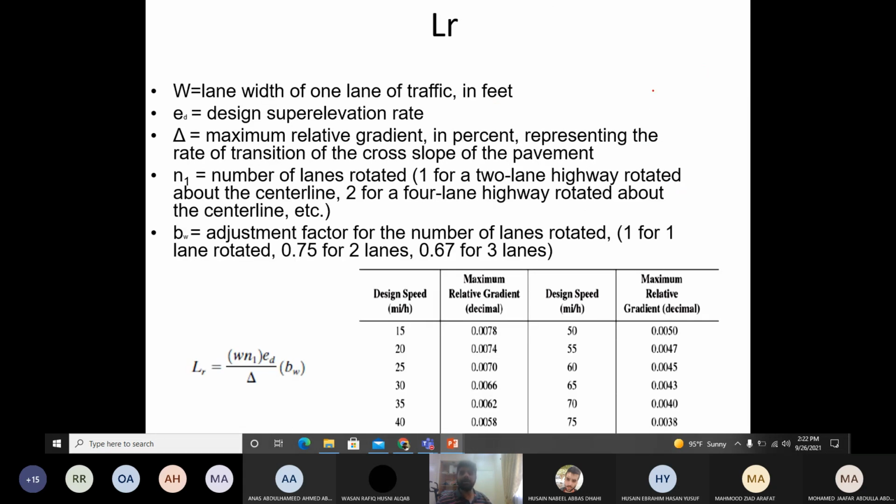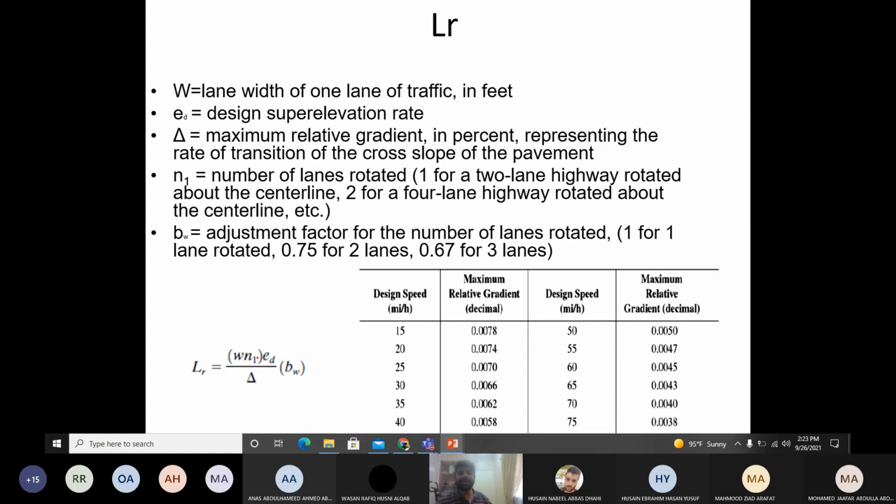So now we have the values of LR and LT, super elevation runoff and tangent runout. For calculating the value of LR, super elevation runoff, we will use this equation. So in this equation you see a number of parameters starting with W. W is the width of the lane, width of one lane.